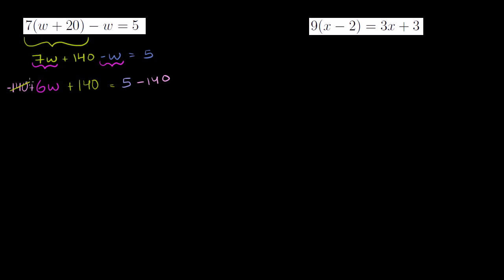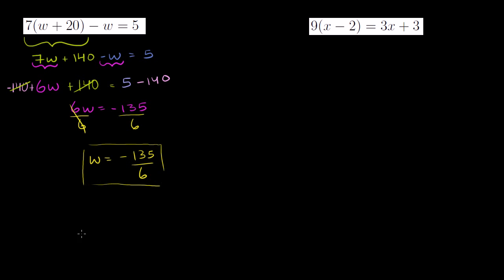So the whole point here was for these two to cancel out. You're left on the left side with just 6w is equal to 5 minus 140. Well, that's negative 135. And now we can divide both sides of this equation by 6, which is equivalent to multiplying by 1/6. And you get w is equal to negative 135 over 6. Let's see, is there any place to simplify this anymore? This isn't divisible by 2. And it also doesn't look divisible by 3. So this looks like we are done with the problem.